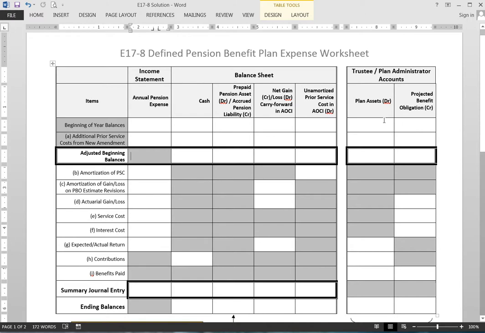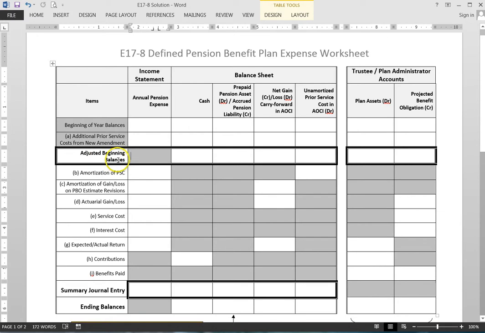It's been designed to accommodate a wide variety of defined pension plan problems, and so we may not use everything that is in this worksheet. But where we are going to start for purposes of this course is with the adjusted beginning balances. We do have two rows above that, beginning of the year balances, and then a line for additional prior service costs from a new amendment. None of the exercises that we will be illustrating in the course are going to have new amendments. We just don't have the time to discuss that in class. And so we are going to be starting with the adjusted beginning balances.